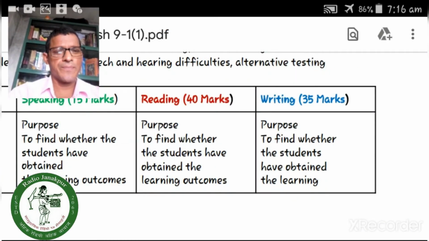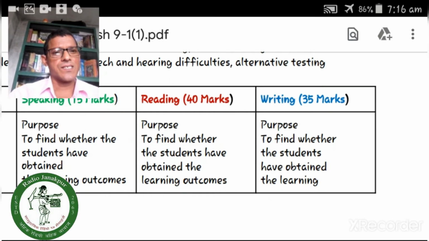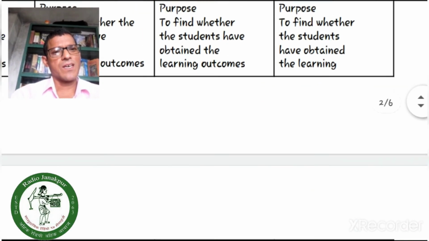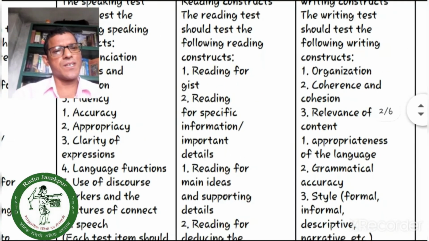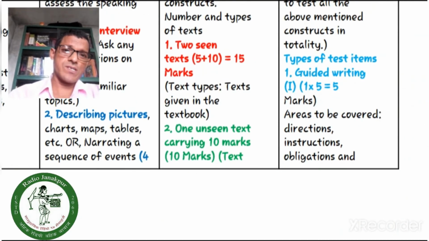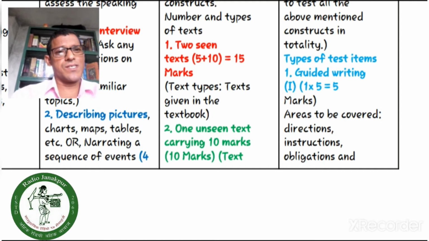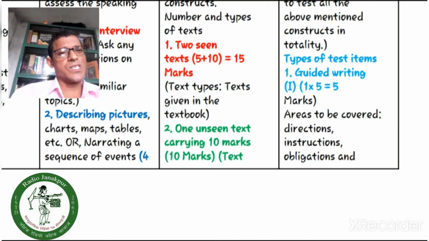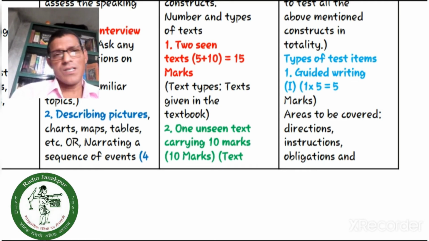So, dear student, as we just talked, reading skill covers 40 marks, and to develop this reading skill, a variety of reading items are given. As we have studied, two seen texts will be tested and two unseen texts will be there. Seen text is from our books, and unseen text is from outside, which we haven't seen. In this way we should develop our reading skill, and it will be tested at the end of the academic year.